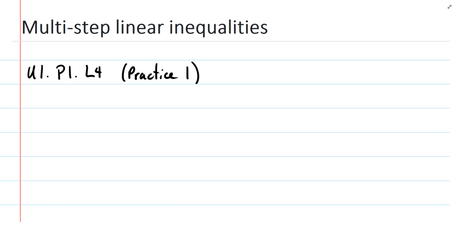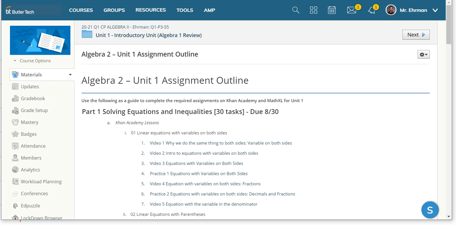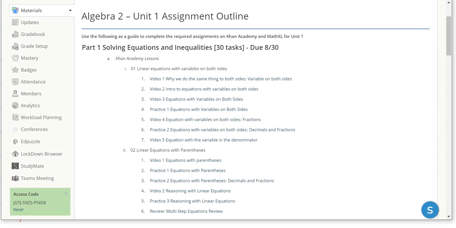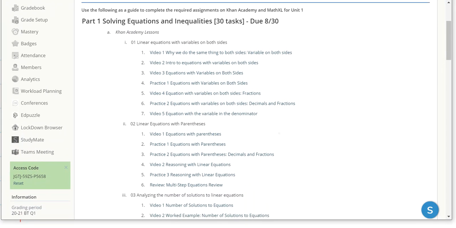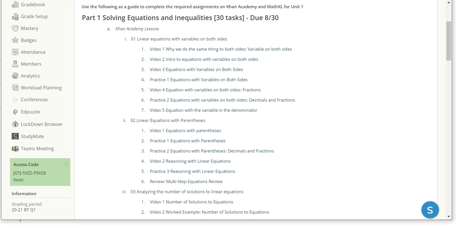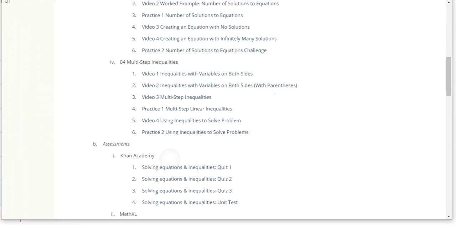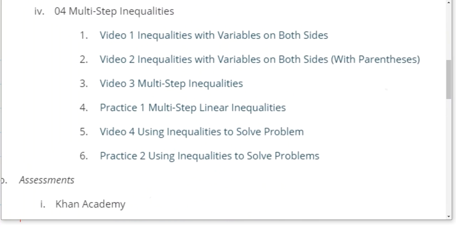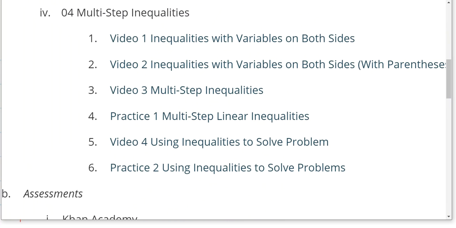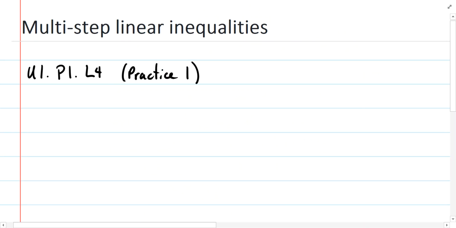Okay, so I've gotten a couple questions on this particular assignment, so I'm going to walk through a few examples. If I'm looking at our website, this is our Schoology page, of course. So I'm in the Algebra 2 class. I'm still in the Part 1 section of Unit 1, and I'm looking at lesson number 4. So here we are in the multi-step inequality section, and we're looking at practice number 1. So that's what we're working on in this video.